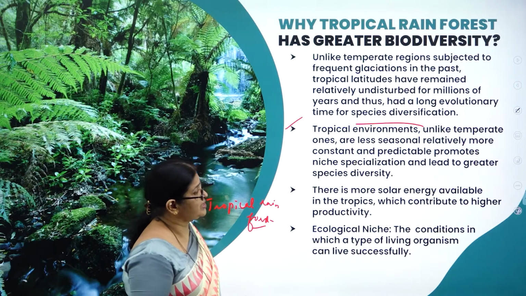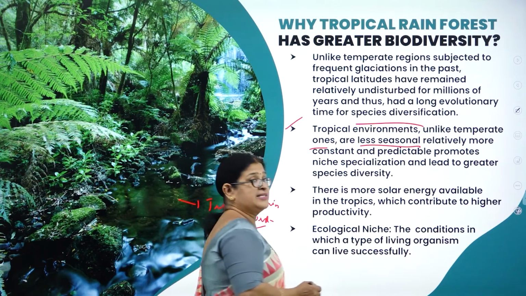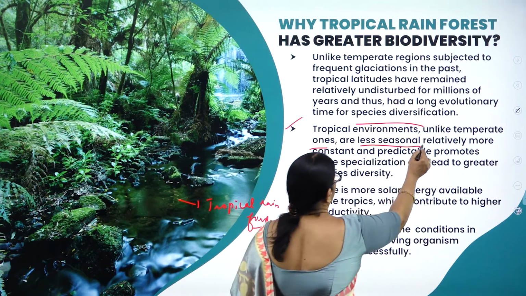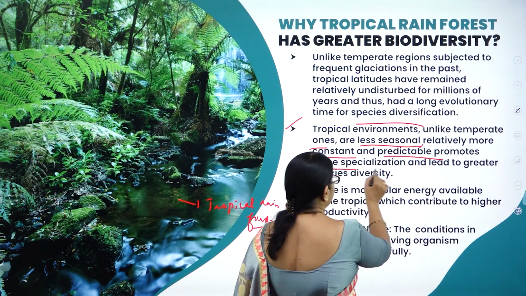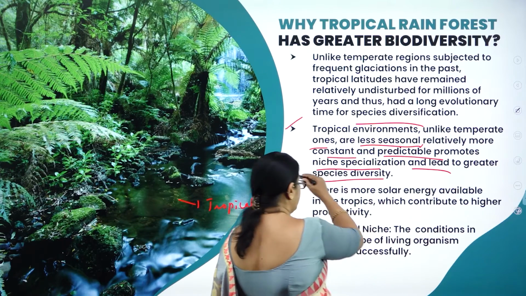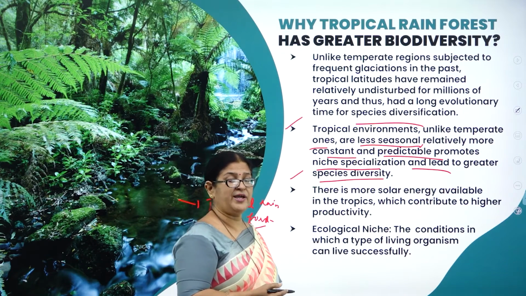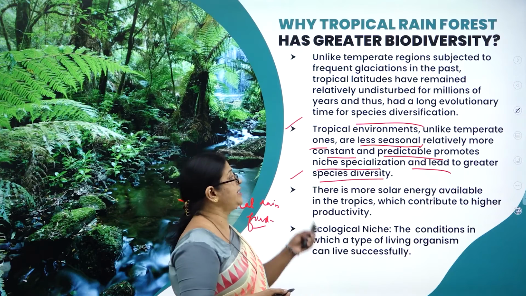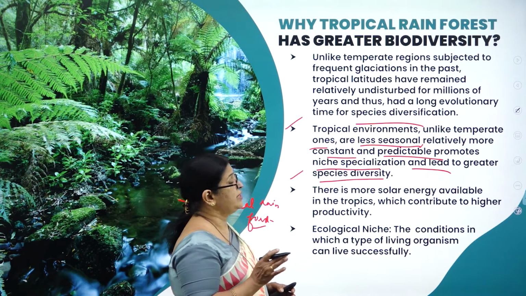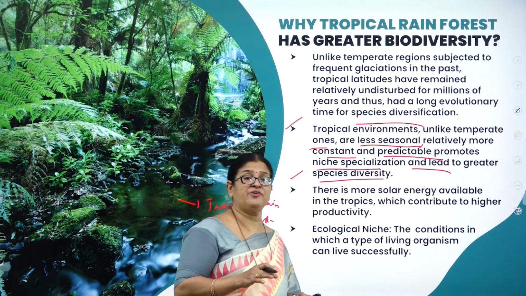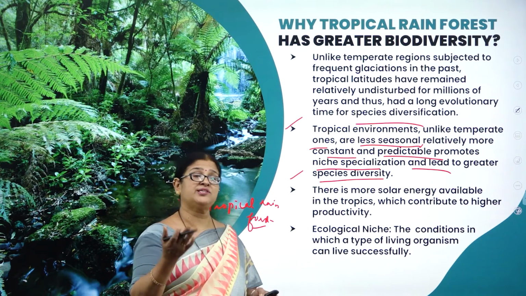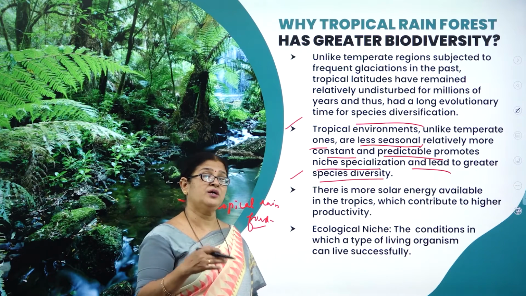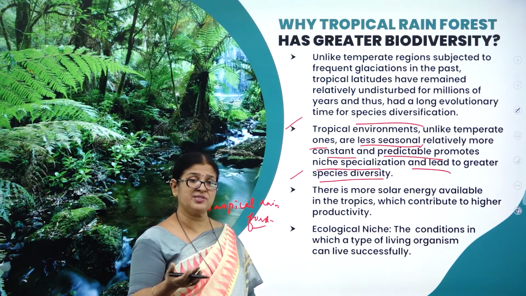And tropical environments, unlike temperate ones, are less seasonal. Compared to temperate, the tropical environment is less seasonal, relatively more constant and predictable, which promotes niche specialization and leads to greater species diversity. So this is also one reason why the tropical rainforests are richer in biodiversity. The more constant the environment, the more the species diversity. With more changes in the seasons, or if the ecosystem is not constant, then obviously there is variation in the species diversity.